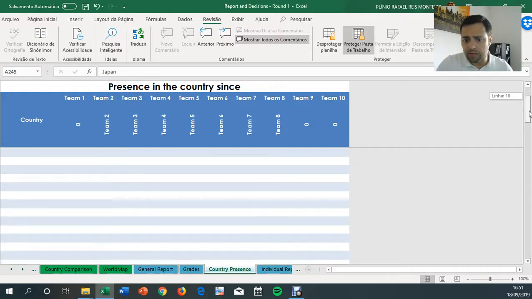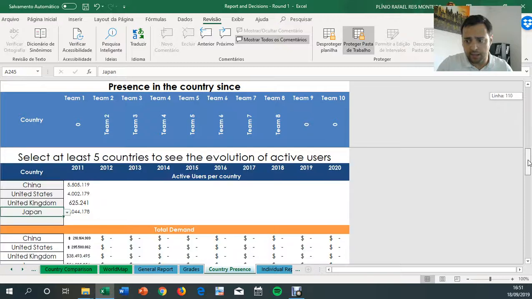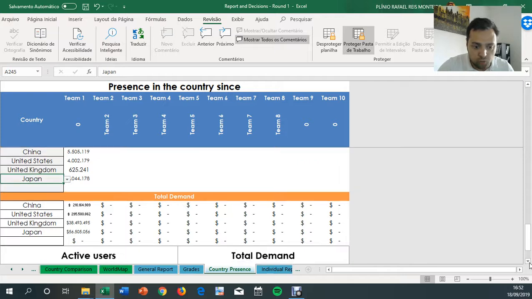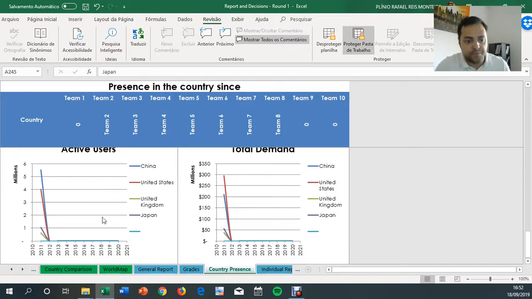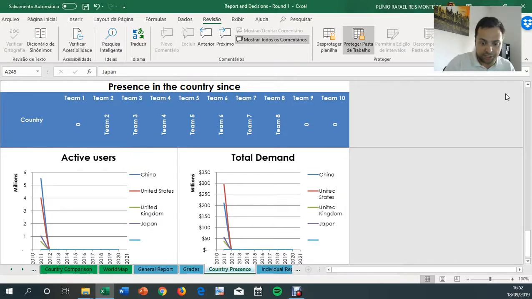If you go down in this Excel file, in this part of the file, you can select at most 5 countries and compare the number of active users and also the total demand in each country. And now there is no apparent trend here, but in the next round of the competition we will find the trends and the evolution of the total demand and the growth of active users.